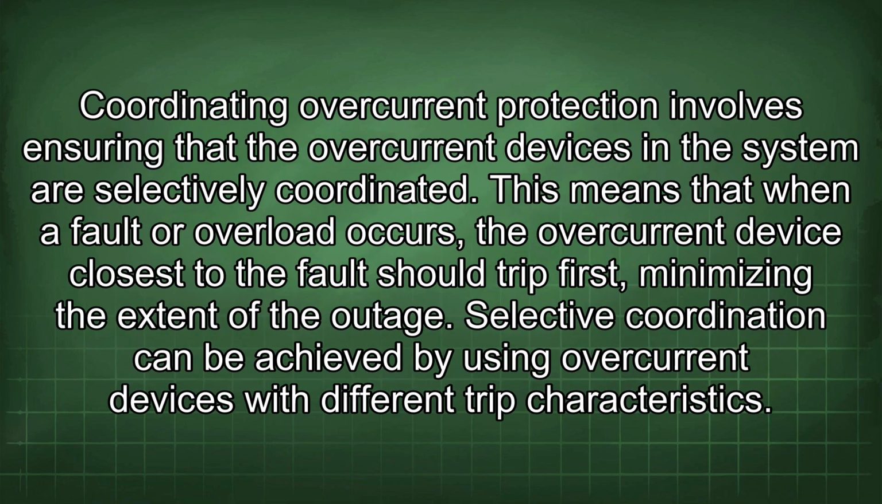Coordinating overcurrent protection involves ensuring that the overcurrent devices in the system are selectively coordinated. This means that when a fault or overload occurs, the overcurrent device closest to the fault should trip first, minimizing the extent of the outage. Selective coordination can be achieved by using overcurrent devices with different trip characteristics.